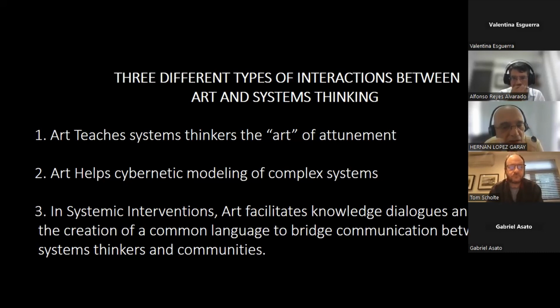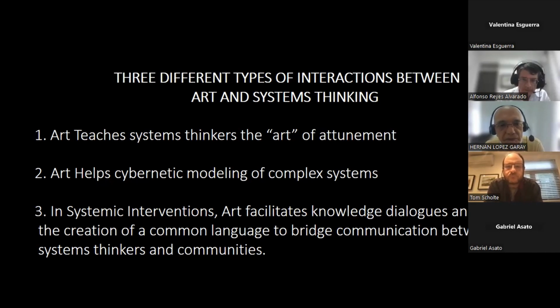Today we're going to have this cyber-theatrical presentation. We're going to exemplify with the work of Tom Scholte, a pioneer in these cyber-theatrical arts for modeling and complex systems. We're going to have a presentation of a case study, but first, I would like very briefly to set a framework within which that presentation is going to be conducted.